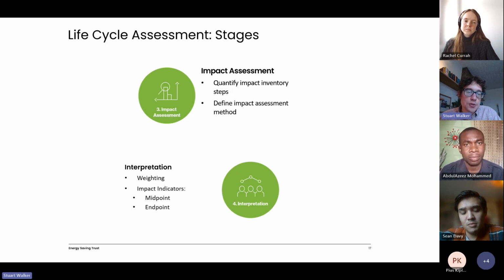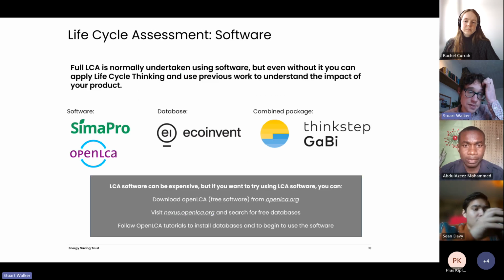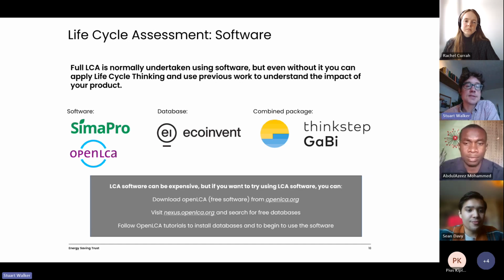So those four stages really apply if we're looking at doing life cycle assessment using software, which is something that we might do, but don't necessarily have to. There are many ways that we can apply life cycle thinking and undertake life cycle assessment without needing to use software, which can be quite expensive and a bit time consuming.